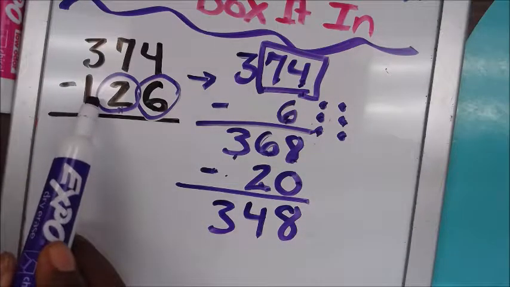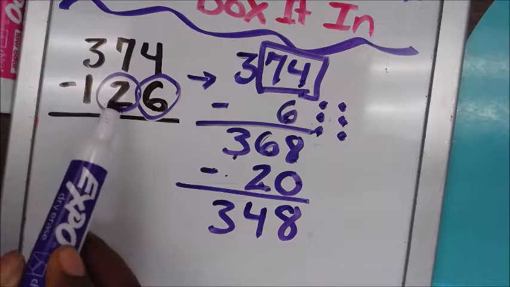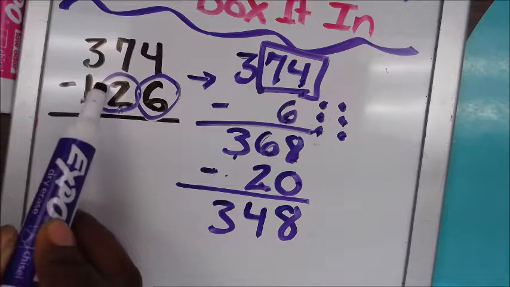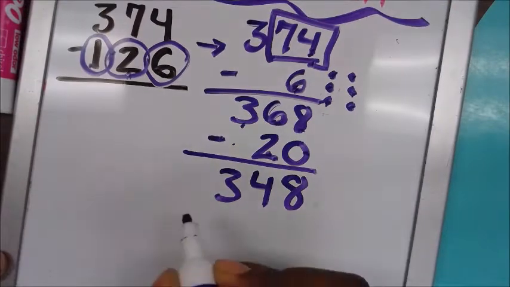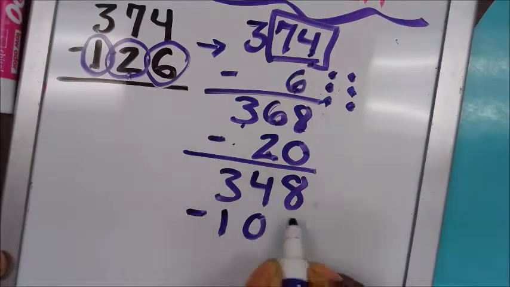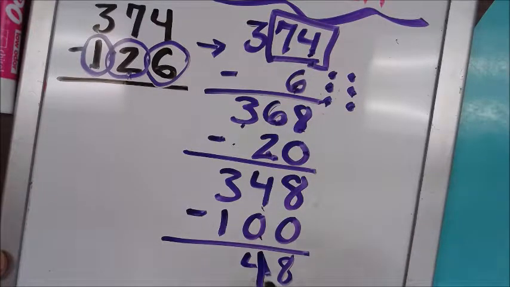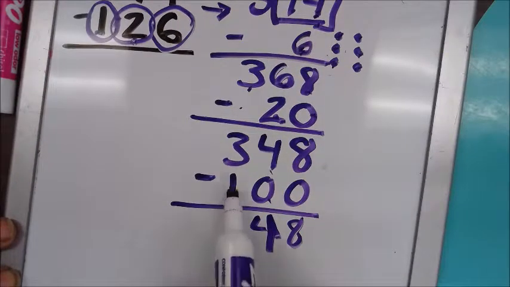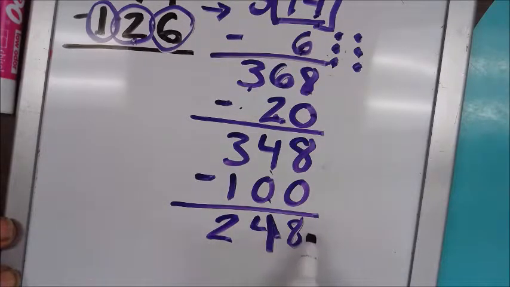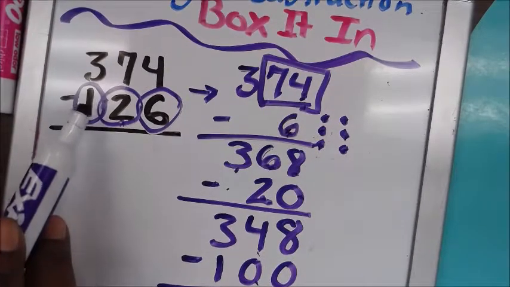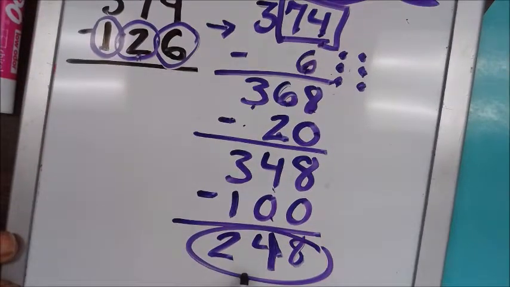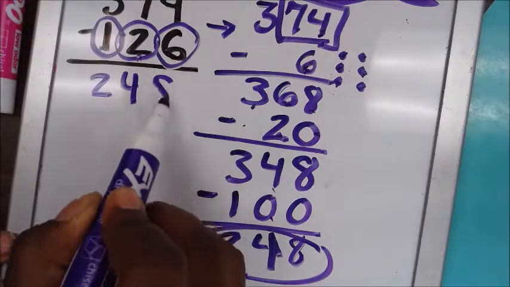The next step is to subtract the next place. I've done the ones, I've done the tens, now I do the hundreds. A 1 in the hundreds place has a value of 100, so minus 100. Again, the problem becomes a whole lot easier because I just have zeros. 8 minus 0 is 8. 4 minus 0 is 4. And 300 minus 100 leaves us with 200. And so the difference between 374 and 126 is 248.